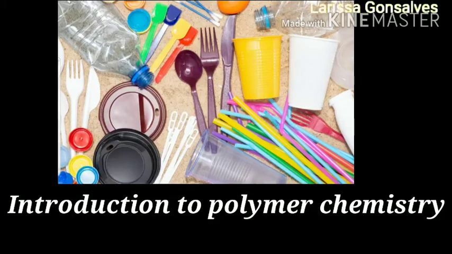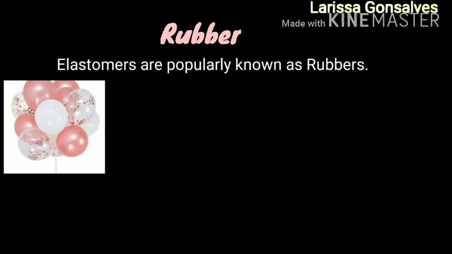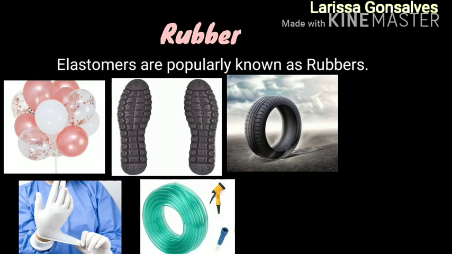In the second part of Introduction to Polymer Chemistry, we are going to study about important and biodegradable polymers. First is rubber. Elastomers are popularly known as rubbers. Examples of rubbers are balloon, shoe sole, tires, surgeon's glove, garden hose, etc.